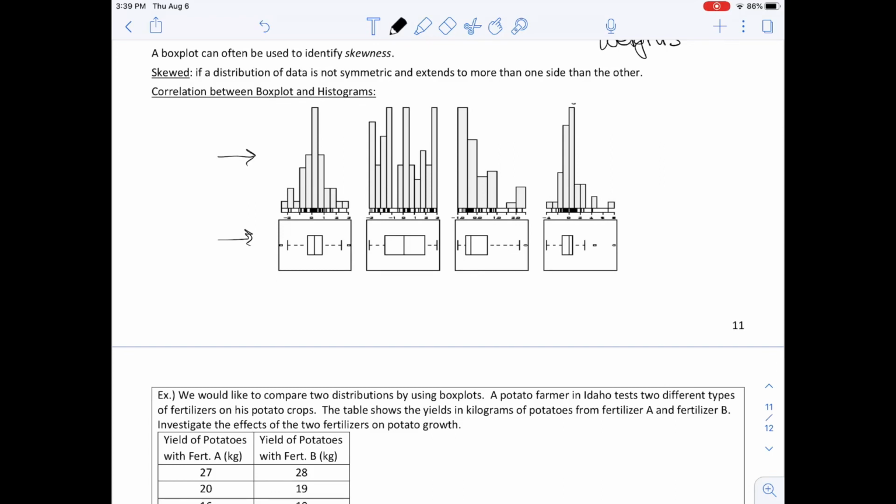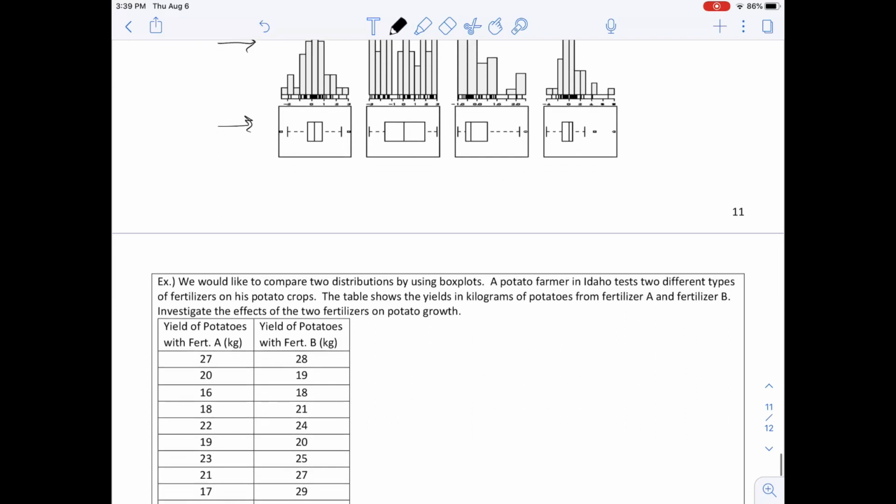The next graph is skewed to the right, and since it's skewed to the right, you will notice that that tail over here, the right whisker, is also longer. And the last histogram that we have is more condensed, and likewise so is your box plot with a few outliers that we have.